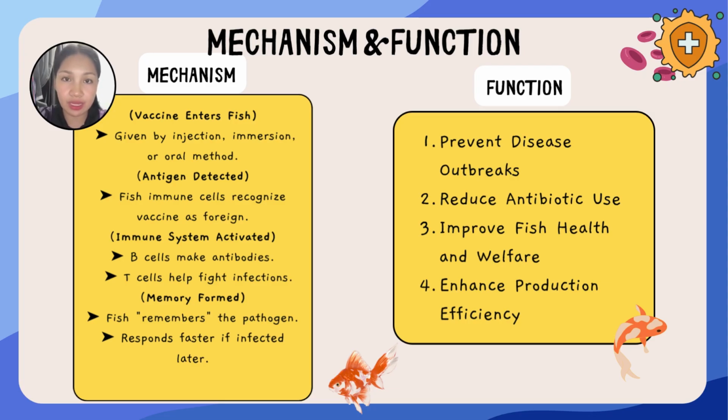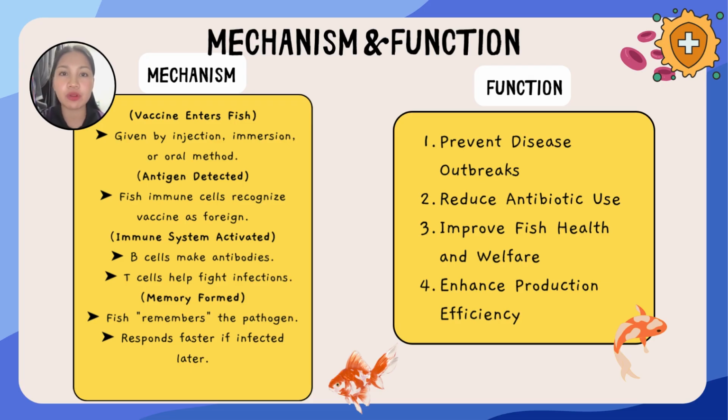Once the vaccine is inside, the fish immune cells detect the vaccines. These vaccines contain antigens, which are parts of pathogens like bacteria or viruses. The immune system sees them as foreign and prepares to respond. So, when the immune system kicks in, B cells start producing antibodies, which are like targeted missiles locked onto the pathogen. T cells also get activated to help destroy infected cells and coordinate the response.